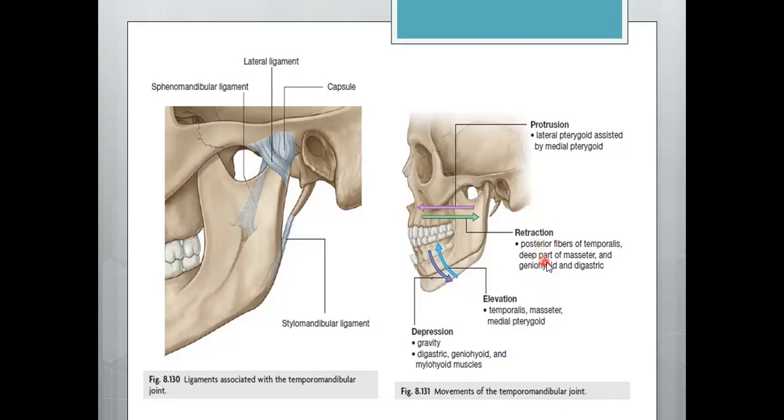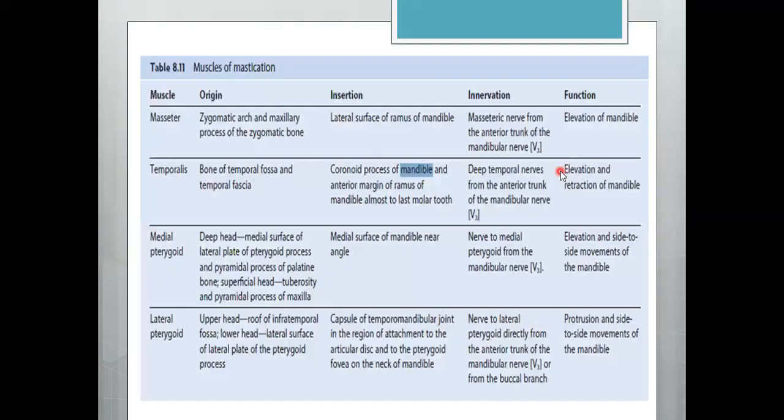The retraction is provided by the posterior fibers of the temporalis, deep part of the masseter, and geniohyoid and digastric. The protrusion is due to lateral pterygoid assisted by medial pterygoid muscle. So these are the muscles of the mastication. It includes the masseter, temporalis, medial pterygoid, and lateral pterygoid.